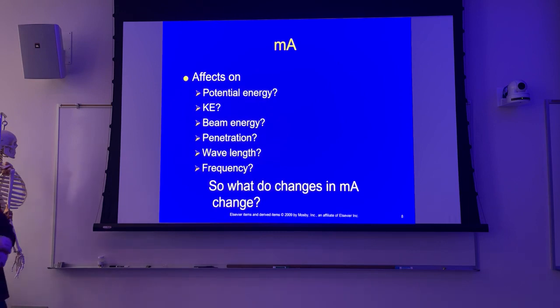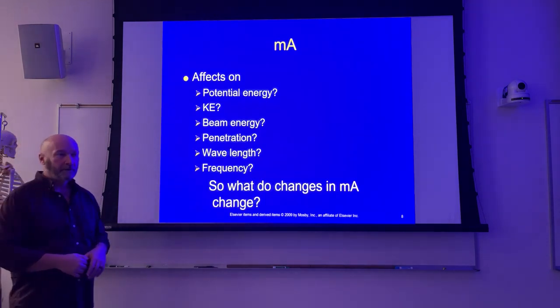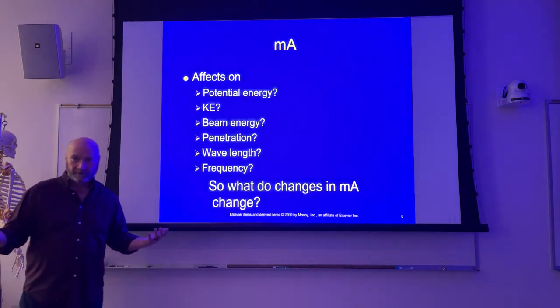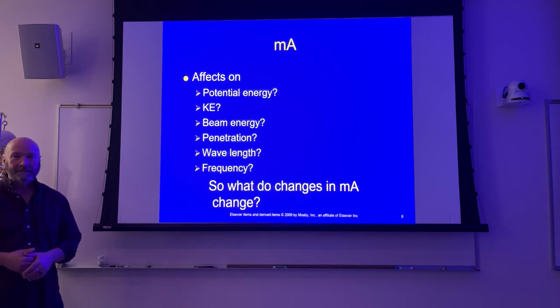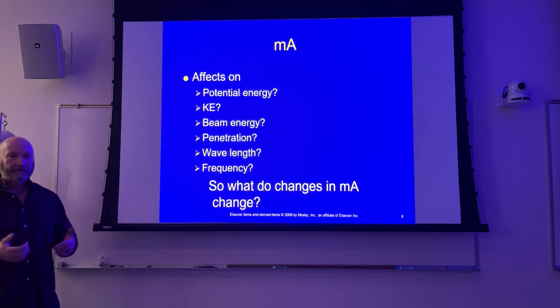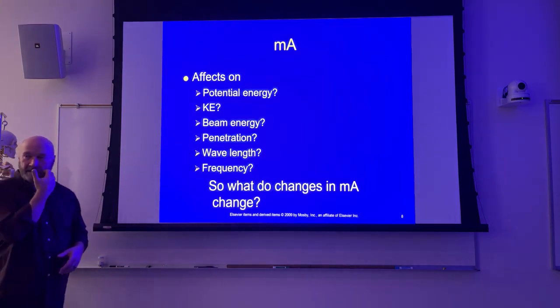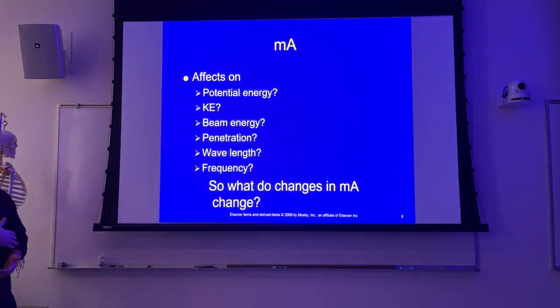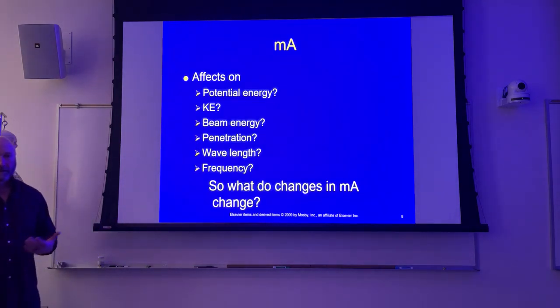So what does mA control and what does it not control? Well, potential energy. What is potential energy? It's a measure of the difference between the cathode and anode in the X-ray tube. What do we use to control that potential? kVp, right? So how does mAs or mA affect that? It does not. It has no effect on potential energy. So if it doesn't affect potential energy, how does it affect kinetic energy? In the exact same way. It does not, none. Beam energy being a measure of kVp, it doesn't affect that either.